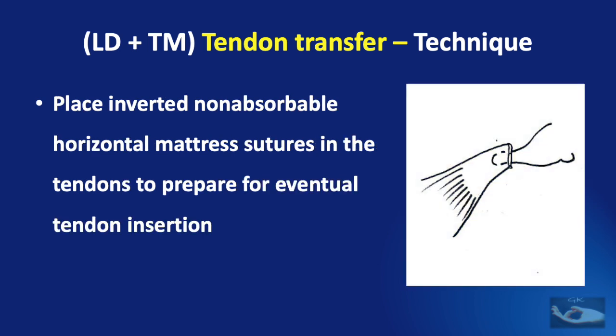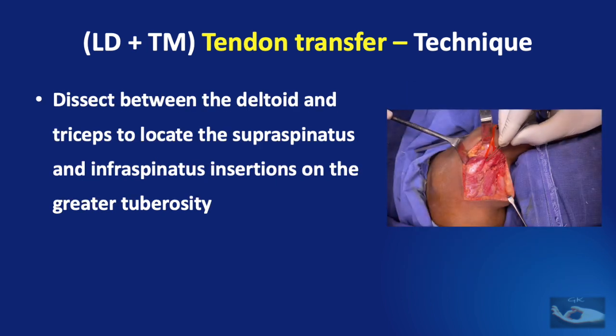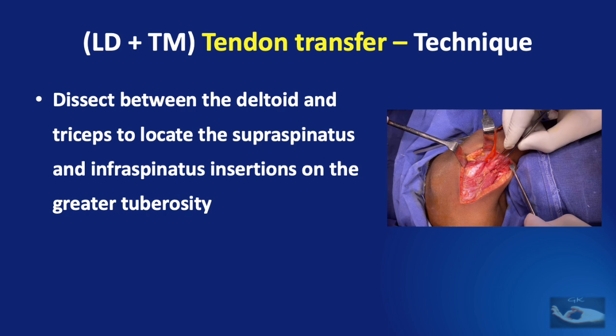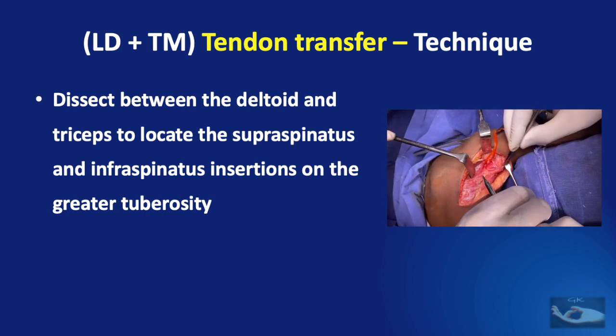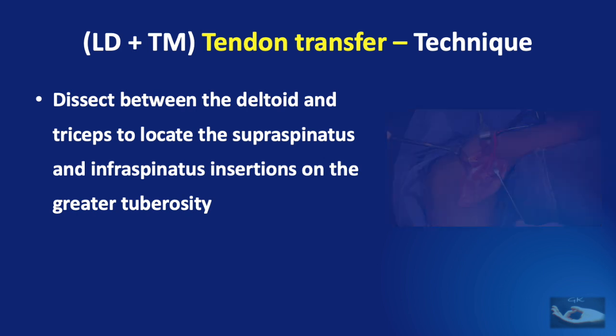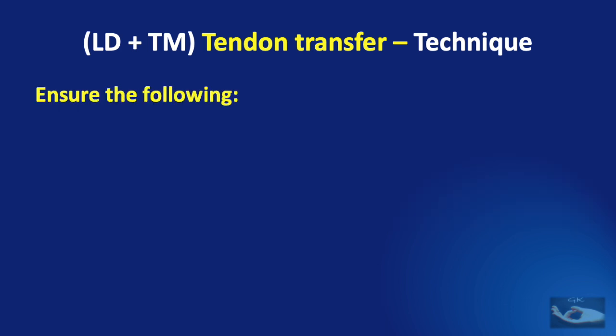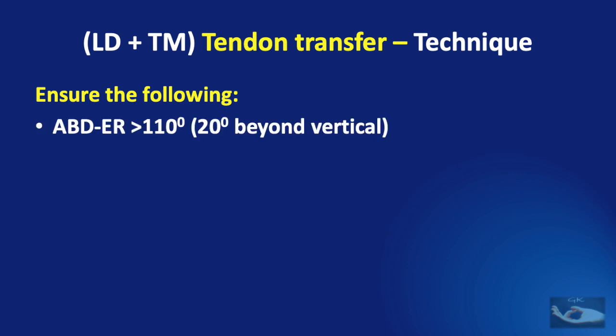As soon as this is done, we place inverted non-absorbable horizontal mattress sutures in the tendons to prepare for the eventual tendon insertion. Next, we dissect between the deltoid and the triceps to locate the supraspinatus and infraspinatus insertions on the greater tuberosity. After their identification, we need to ensure 4 things. First, the abduction external rotation must be more than 110 degrees, that is 20 degrees beyond vertical.